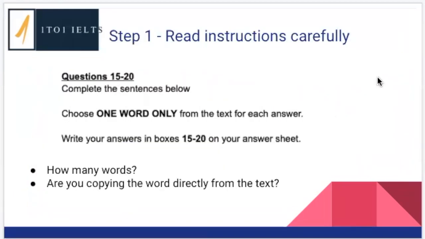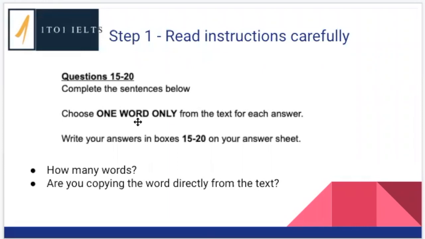So step 1. Step 1 is read the instructions carefully. We want to think about how many words we have to give them, and are you copying the word directly from the text, or are you looking for a synonym? So looking at this information here, how many words are we writing? 1 word. Can we write 1 word in a number?